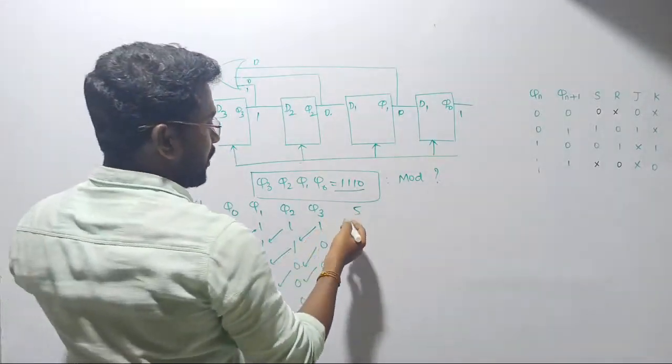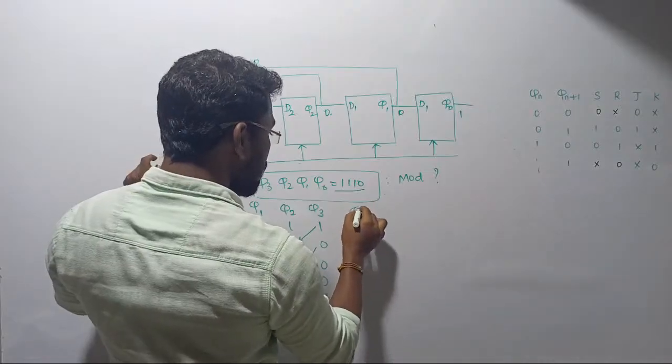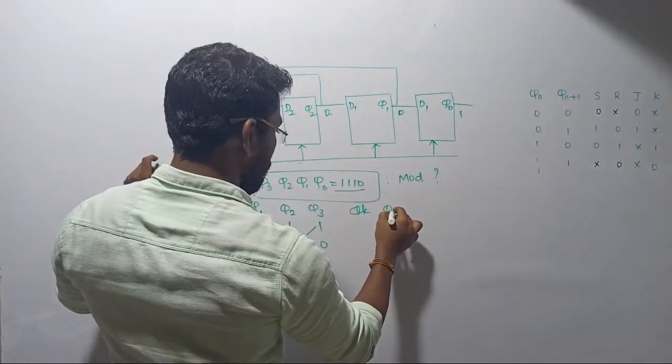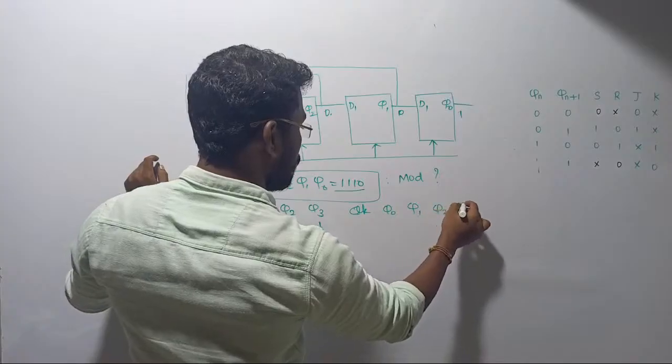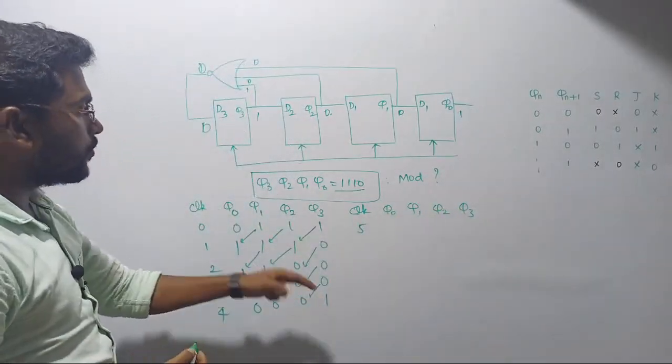Now while applying the fifth clock pulse, what will happen? Let me write the sequence first here. This is going to be clock, Q0, Q1, Q2, Q3. Now while applying the fifth clock pulse, what will happen? Once again, what data will enter?